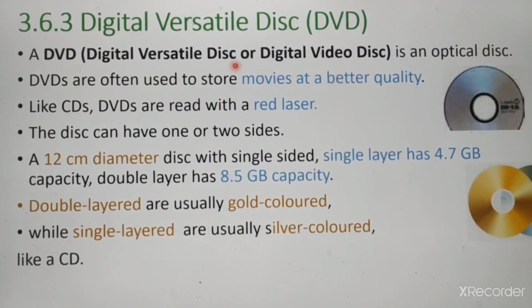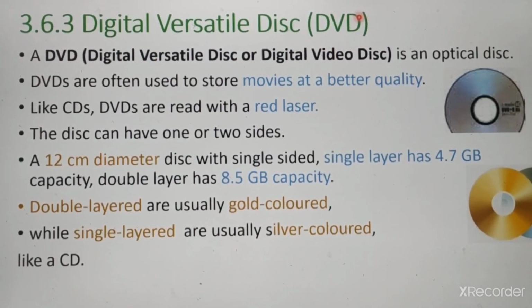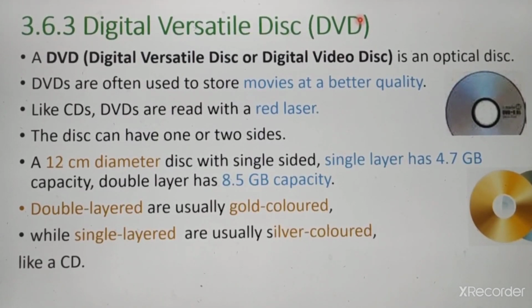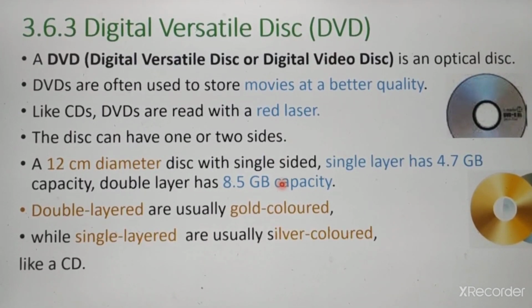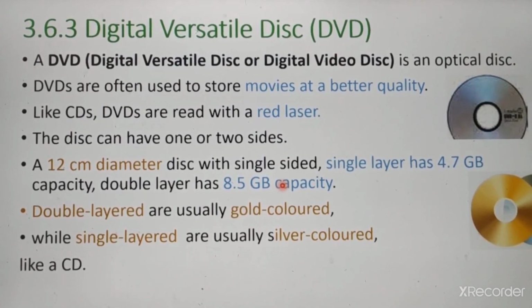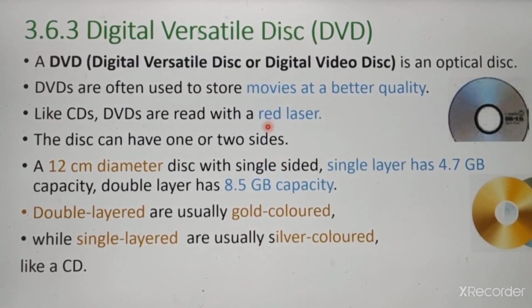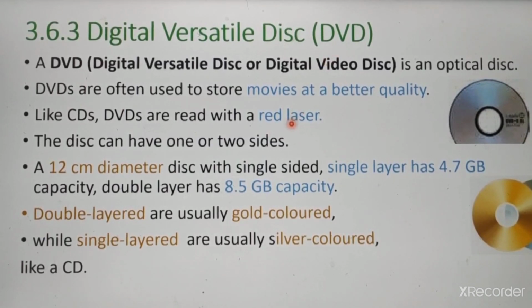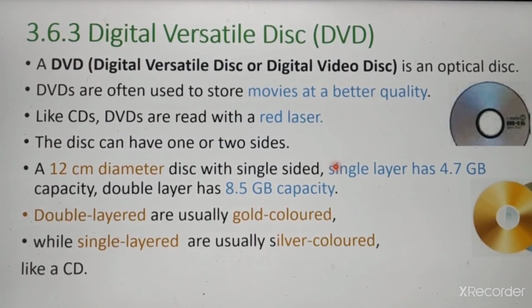Now we can see about the digital versatile disk, which is simply called a DVD. The functionality of a DVD is also the same as a CD. But here we can store a larger quantity of data than a compact disk, with better quality. Here also we are using a red laser beam to read and write the information. In DVD we have single-sided as well as double-sided disks. In each side we can use a single layer as well as double layers.